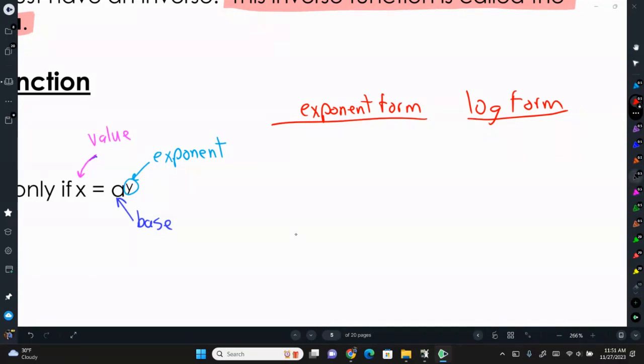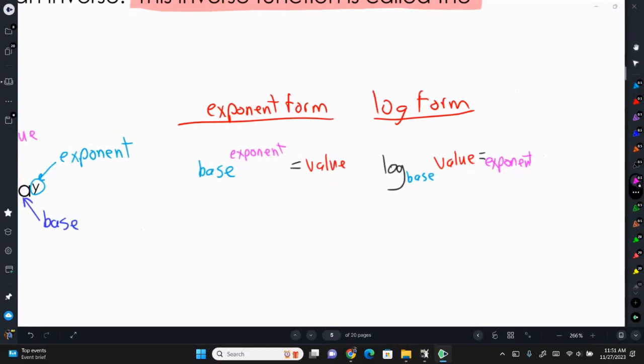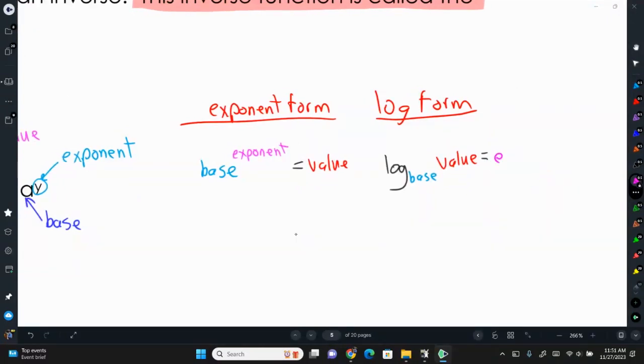So in exponent form, we have a base raised to a power, which is our exponent, and that just equals a value. We know that we can calculate that, and that would equal just a value. And then in log form, we have the word log, and we have the same base, which is written a little bit below the word log, and the value. And like I said, the log equals our exponent. So you're going to hear me say that a lot, that logs equal exponents.